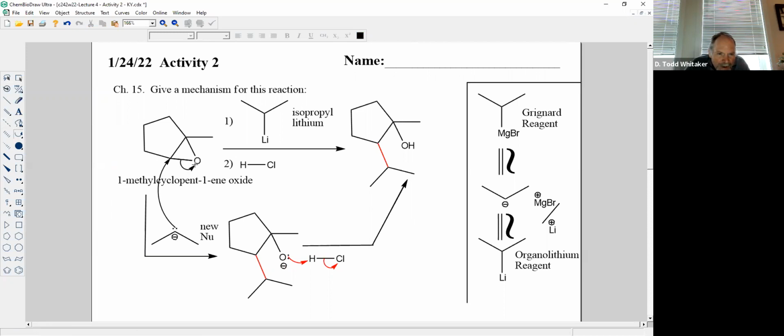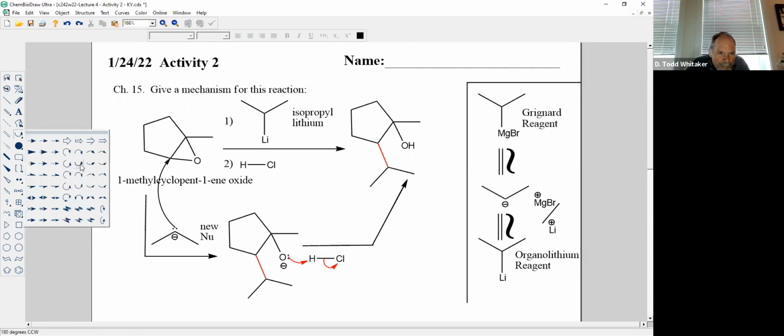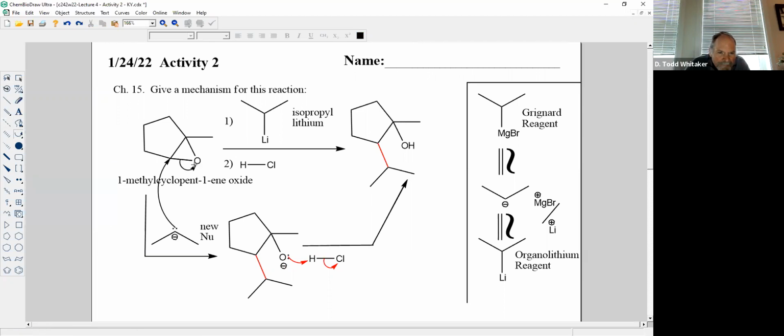O gets a lone pair there. Boy, I didn't hit the O. Colorize that. Okay. So there we have it. We have an organolithium. This could have been a Grignard again if you wanted. Could have had the old MgBr up here. It doesn't change a thing.